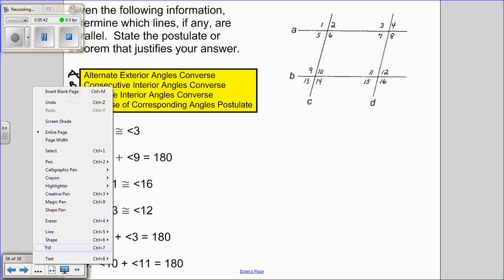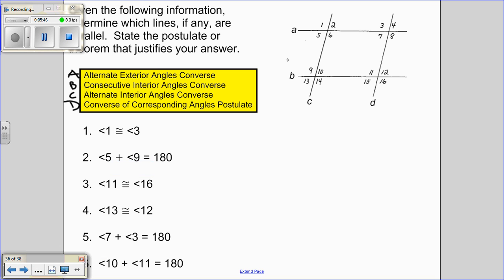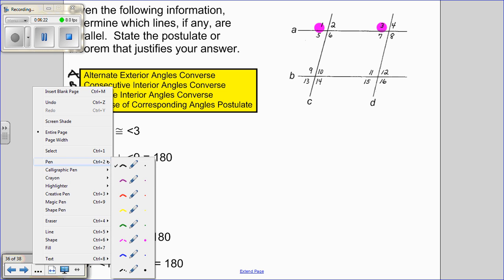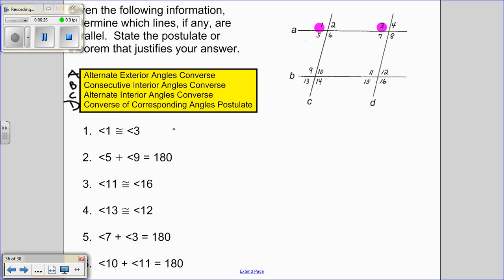So if I look at angle 1 and 3, here's 1 and there's 3. In respect to lines C and D here, those two angles will be in corresponding positions. They're corresponding because they're on the same side of line A in the same position. So since 1 and 3 are corresponding angles, that's why they're congruent, and that would prove that line C and line D are parallel. So C is parallel with D because of the D, converse of corresponding angles postulate.